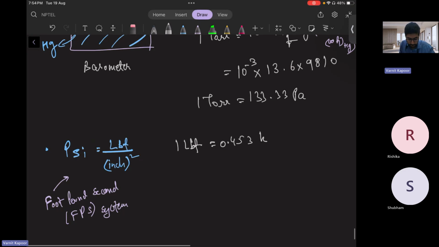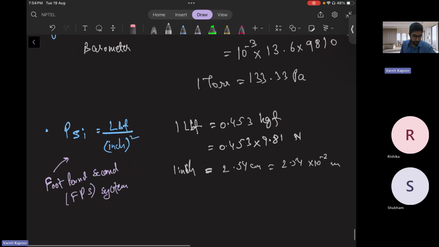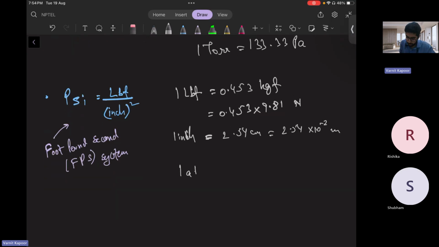0.453 kgf. And you know that 1 kgf is 9.81 Newton. So 0.453 into 9.81 will be in terms of Newton. And 1 inch is 2.54 centimeters, and in meters it is 2.54 into 10 to the power of minus 2 meters. So 1 LBF in terms of PSI, if you just divide LBF by inch square, it comes out to be 14.69. All right.